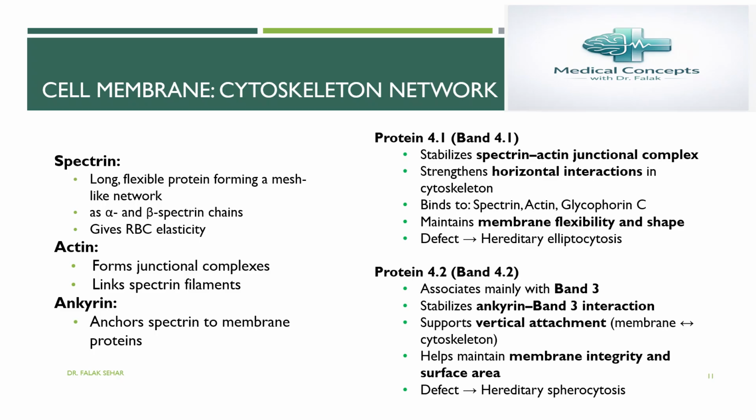Protein 4.1 plays a key role in stabilizing the spectrin-actin junctional complex. It strengthens the horizontal interaction within the cytoskeleton and helps maintain the shape and flexibility of the cell. Its defects lead to hereditary elliptocytosis. Protein 4.2, on the other hand, is involved in the vertical interaction. Its association with band-3 stabilizes the ankyrin and band-3 linkage, helping maintain membrane integrity and surface area. Its defect is associated with hereditary spherocytosis. So overall, the coordinated action of these proteins allows red blood cells to remain both stable and highly deformable.